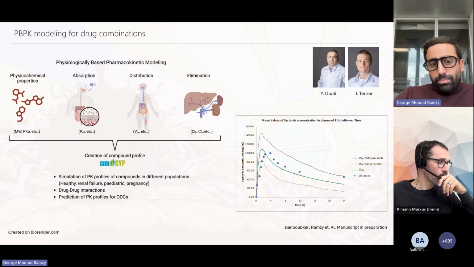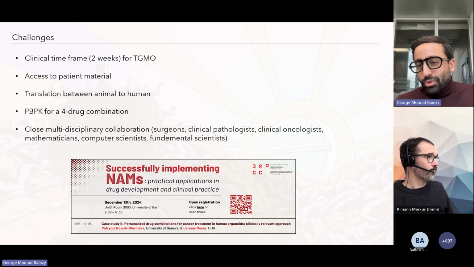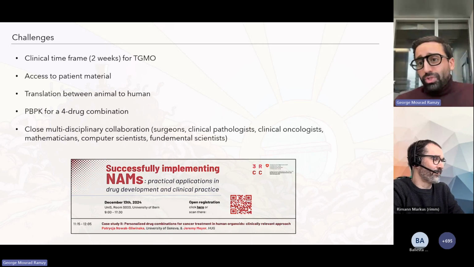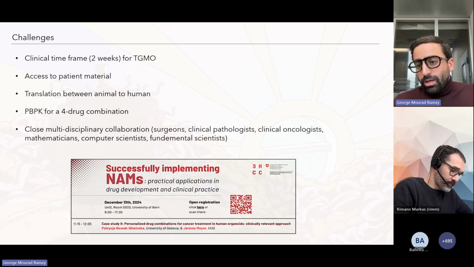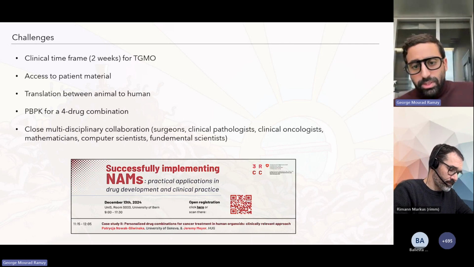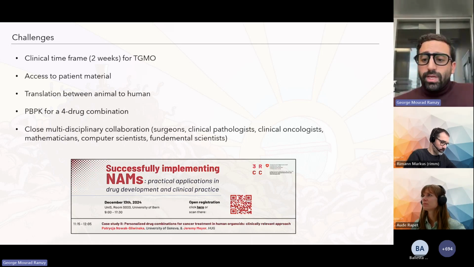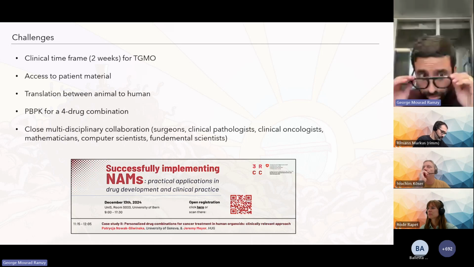So to wrap up, everything I said sounds very nice, cool, and easy. However, there are a lot of challenges happening behind the scenes. First is how to respect the clinical timeframes. By clinical timeframe, from our discussions with different clinicians, I mean the time between the day of the surgery of a patient and the day that the oncologist decides on the treatment scheme. We are trying to fit this platform to respect this clinical timeframe.